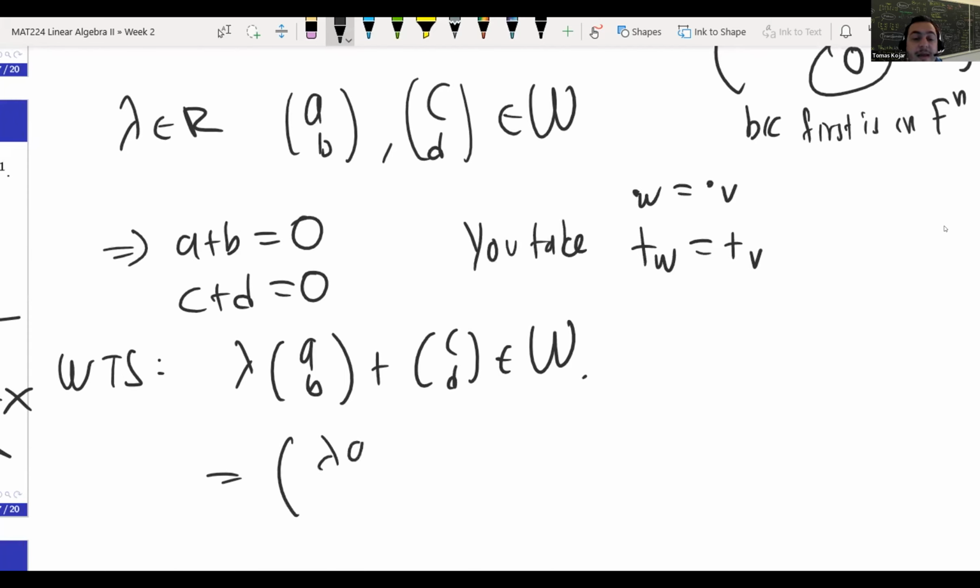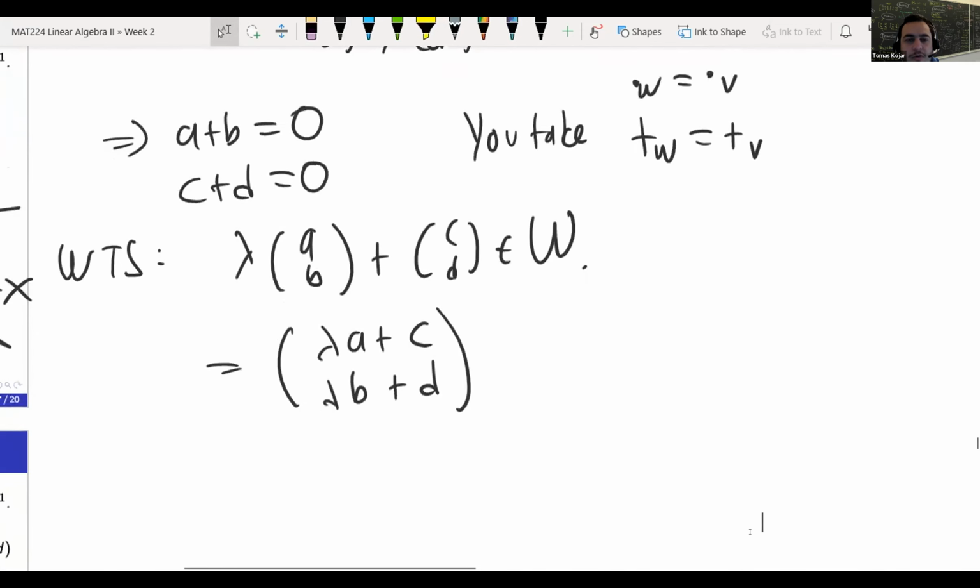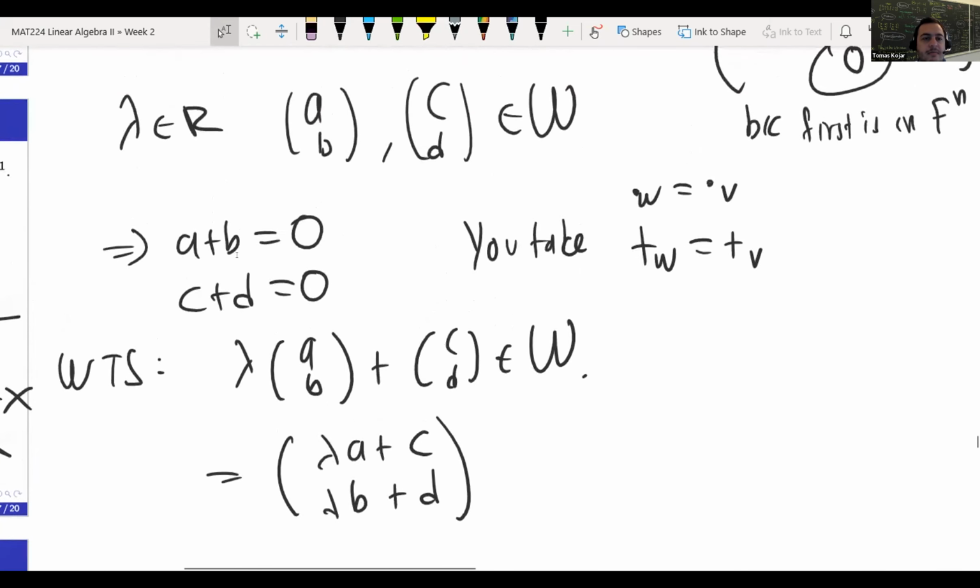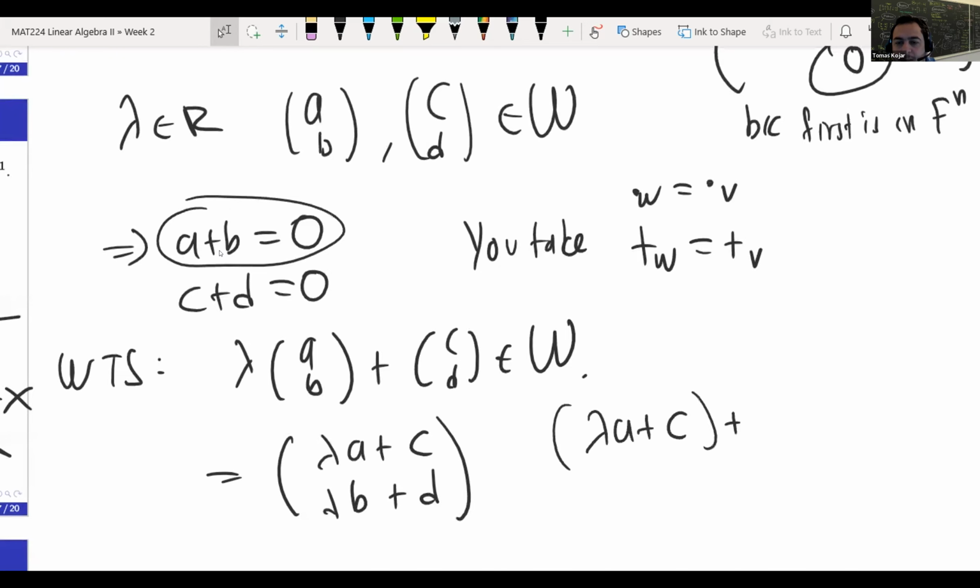So you get lambda A C and lambda B plus D. Okay. And now you have to check that this is in W. So what do you do? Well, you just take the two components, right? That was the criterion. The components need to add to 0. So let's do that. We have lambda A plus C and then lambda B plus D.